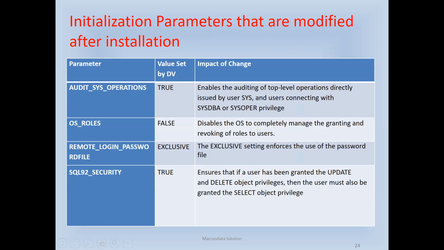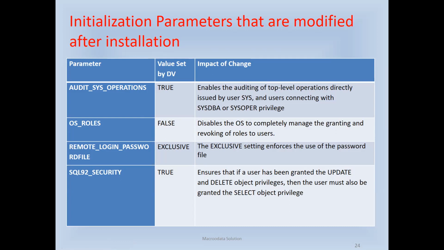Okay, so what would be the impact once it is enabled? All these parameters would be changed. Your auditing would be enabled by default. Auditing of top level operations directly issued by the user sys is enabled, so all your sys user auditing will be enabled by default. Okay, OS roles would become false, disabling the OS from managing the granting and revoking of roles to users.